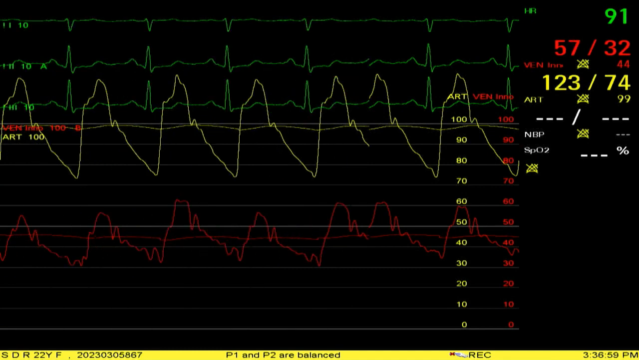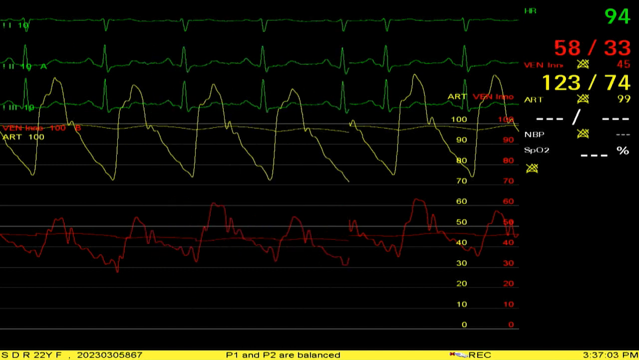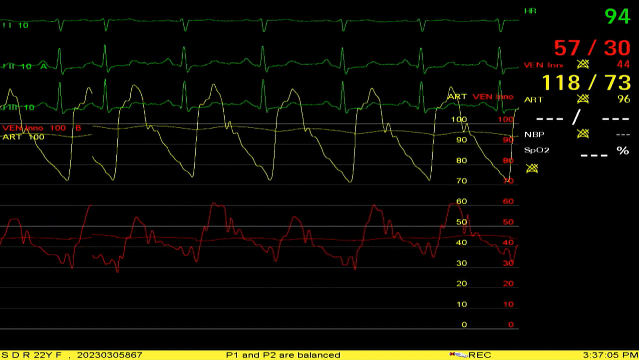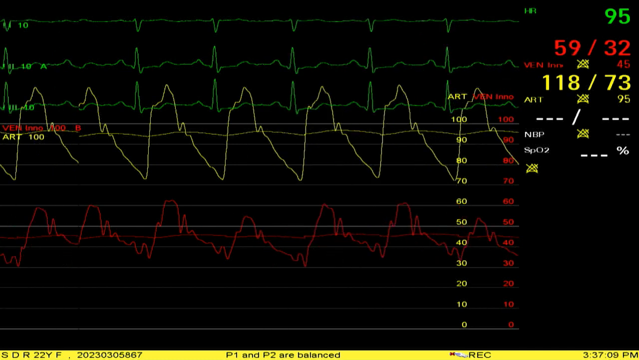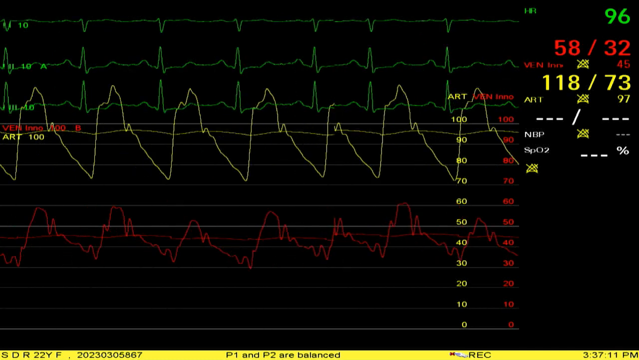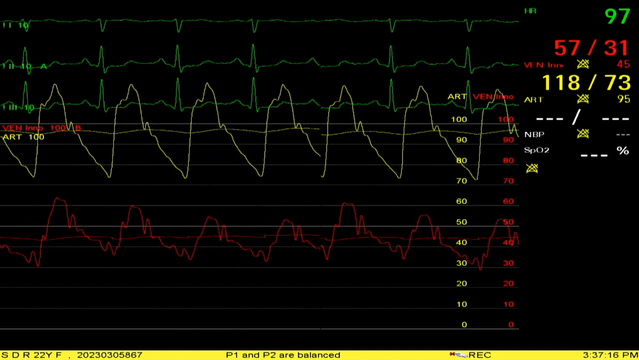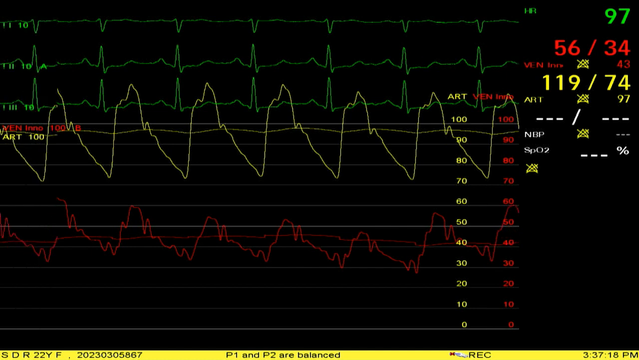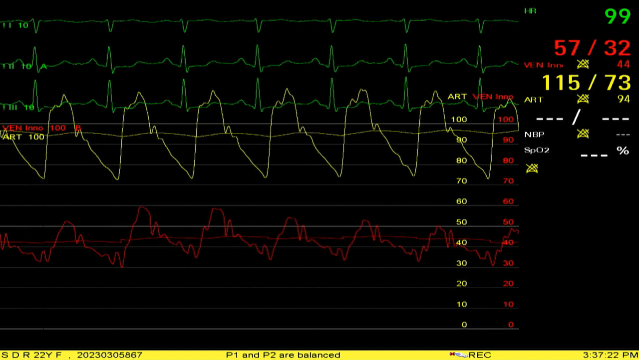So right now what we observe is the pulmonary artery pressure is coming down to somewhere about 55 to 60. The pulmonary artery mean pressure is about 45. The pulmonary artery diastolic pressure is touching 30. Yeah, so we have a very nice drop.